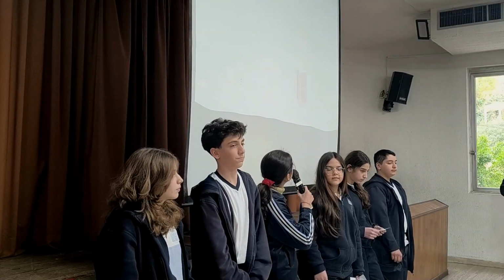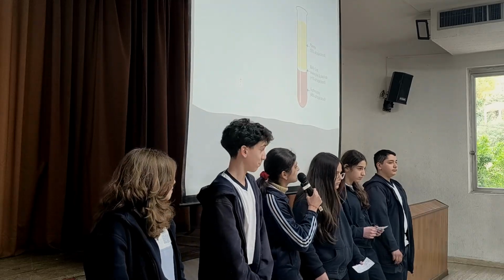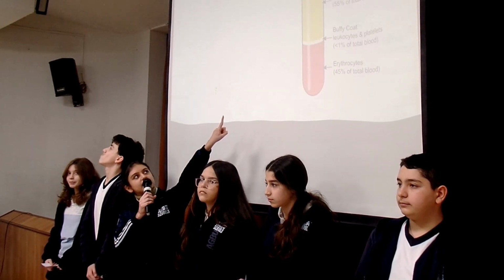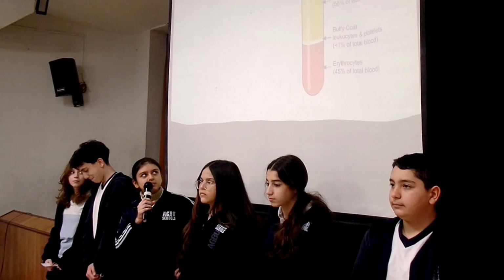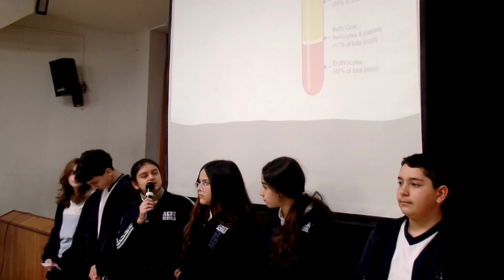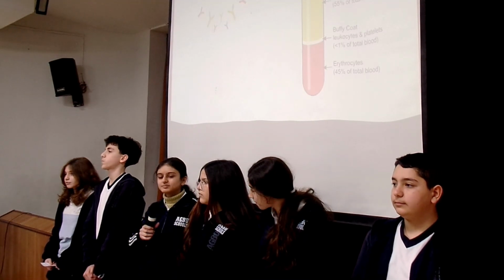The slide shows the main components of blood after it has been separated. The yellow layer at the top is plasma, which makes up about 55% of the blood. Plasma is mostly water and carries nutrients, hormones, and antibodies that help protect the body.